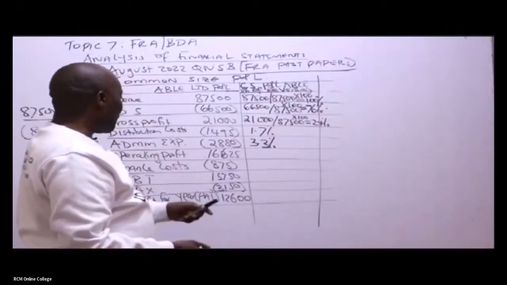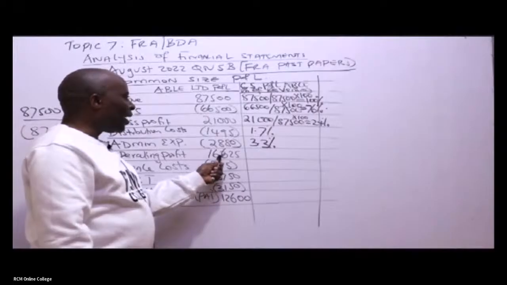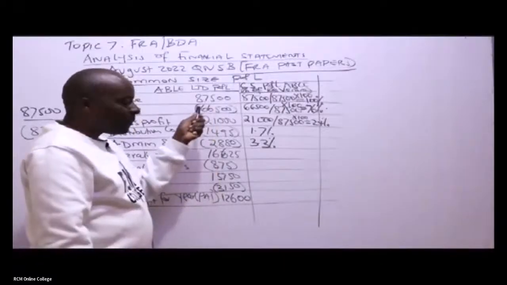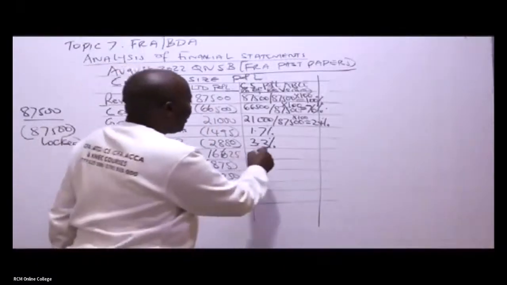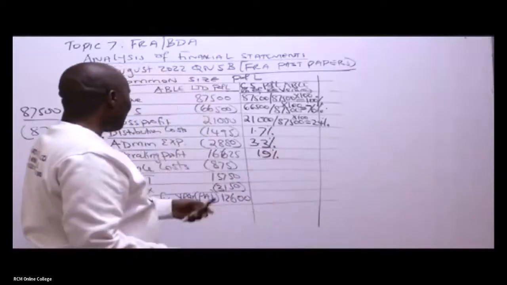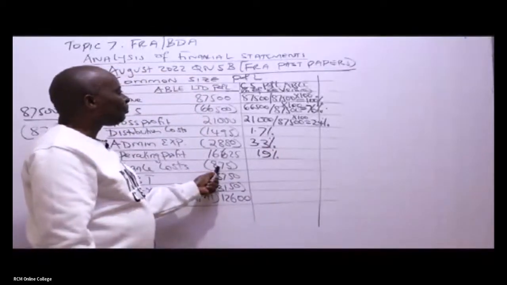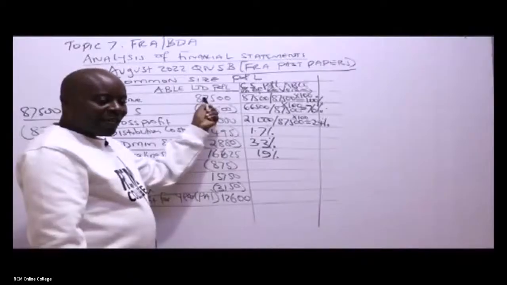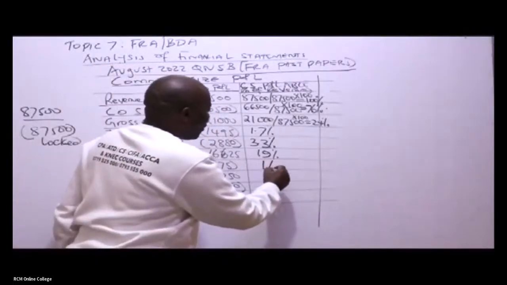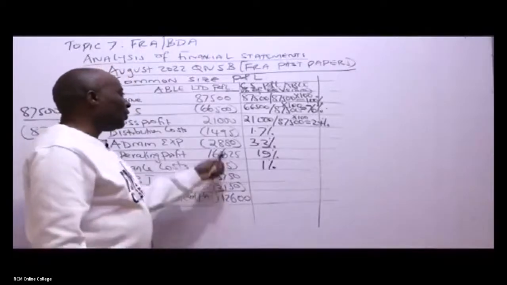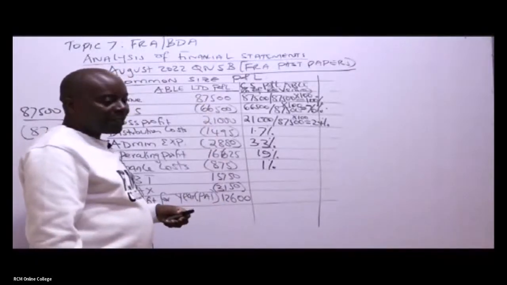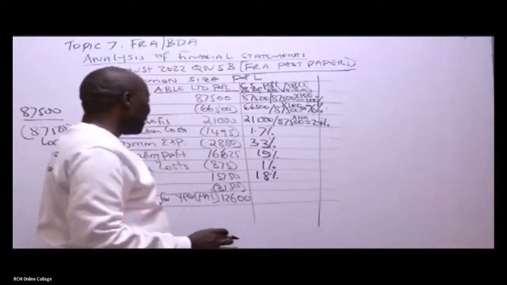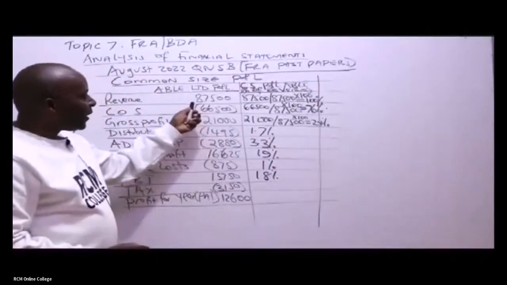And then we go straight away to operating profit, where you take this figure divided by 87,500, or this, it doesn't matter. Just take everything divided by the base. So we have here 19%. Then we have a finance cost, 875, divided by the base, the common size. So this is 1%. Then we have here 15,750 divided by the base. So this is giving me 18%. And then we have 3150 divided by 87,500.